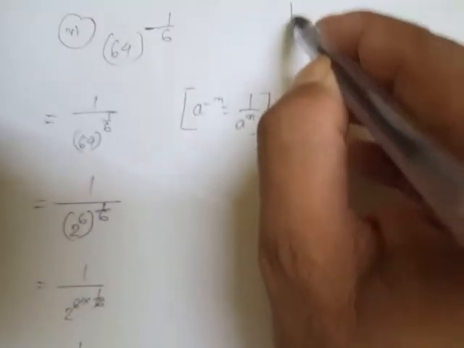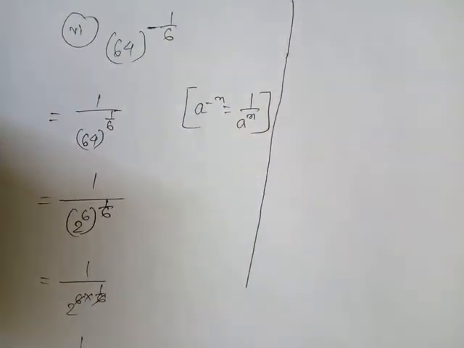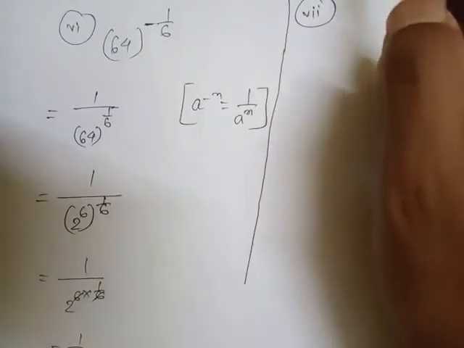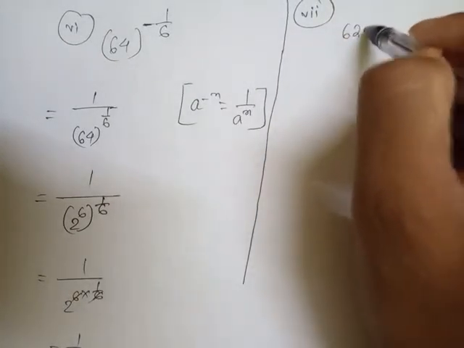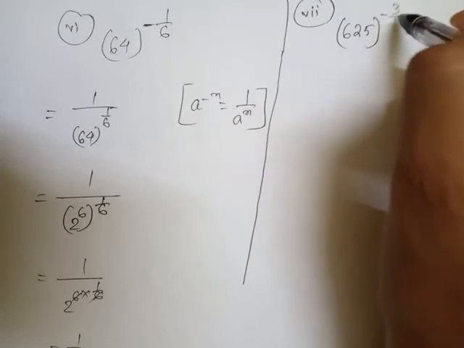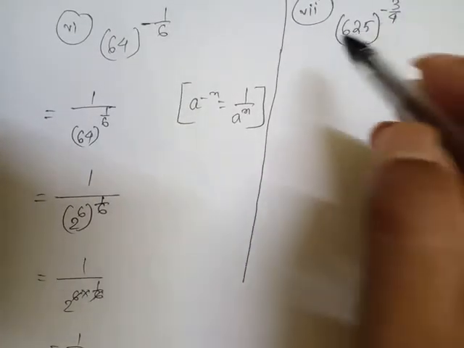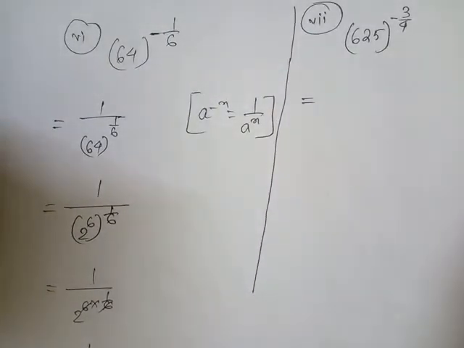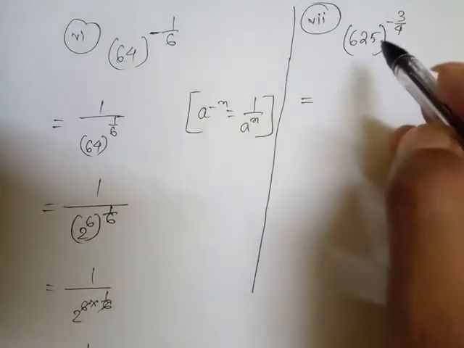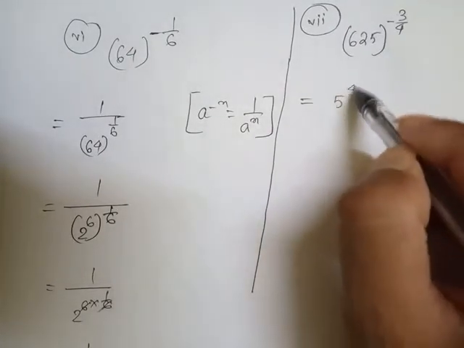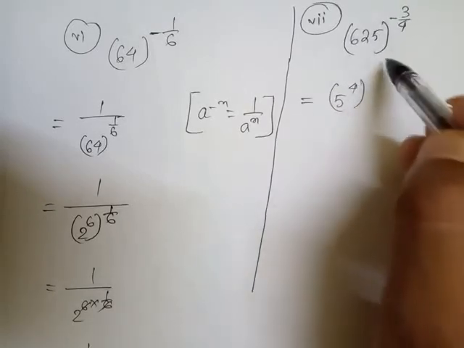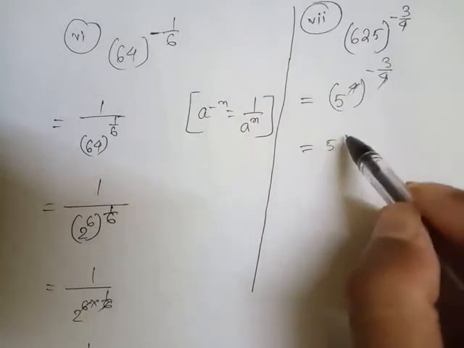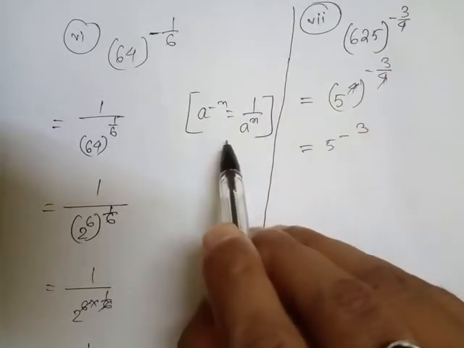Students, now I will pull one line here, and I am now going to solve Roman 7 using the same formula. Here is 625 whole to the power minus 3 by 4. Normally, we know that 25 square is 625. So if I write 5 to the power 4, which means this is also 625, to the power minus 3 by 4, so 4 and 4 cancel, and there would be 5 to the power minus 3, using the same formula.